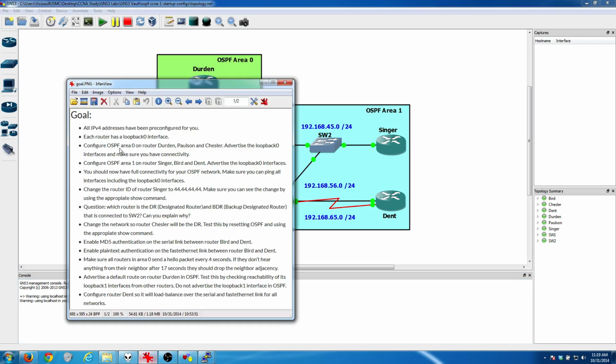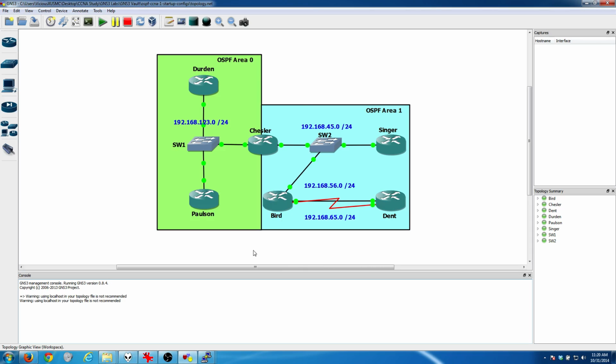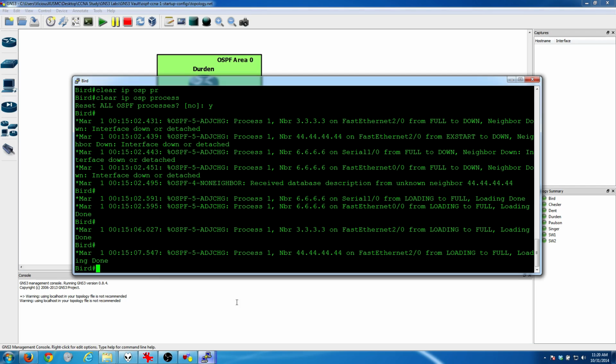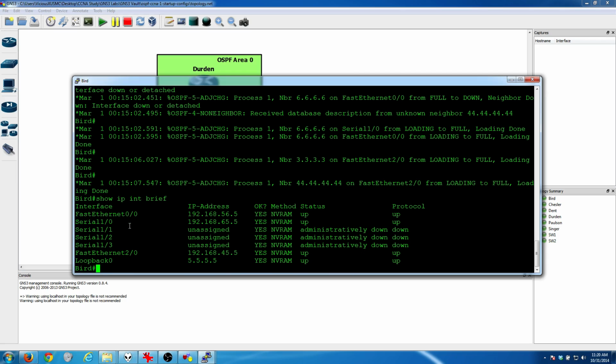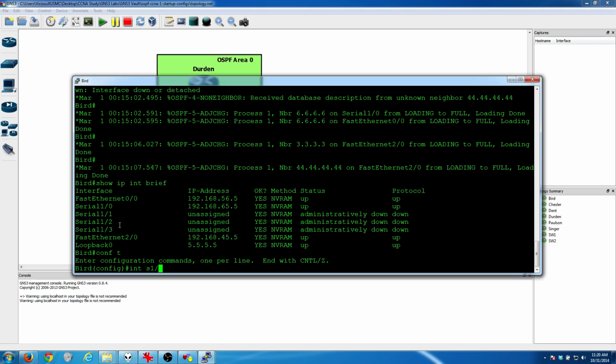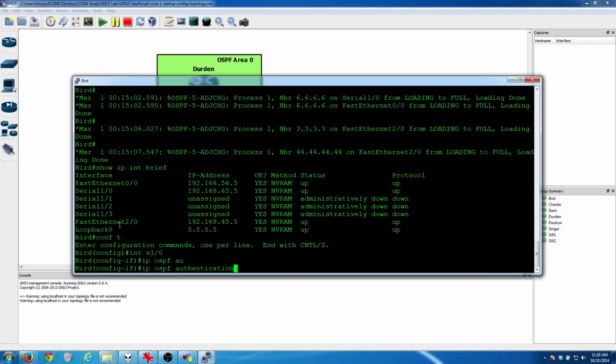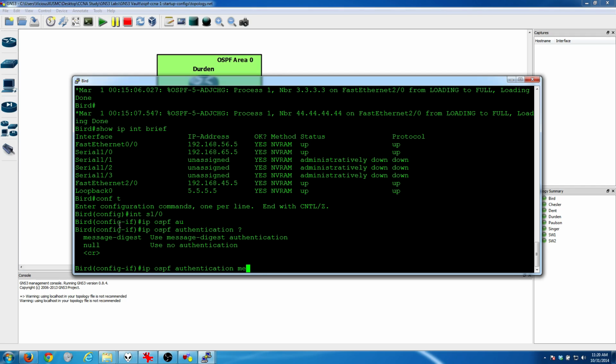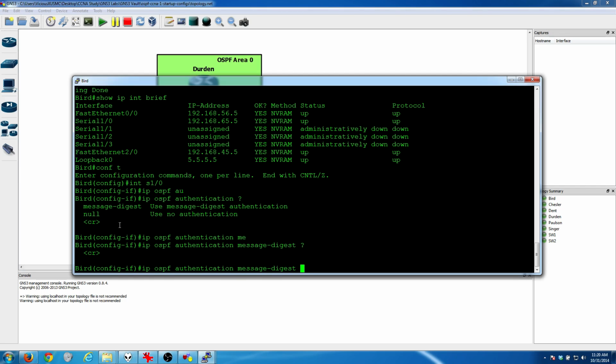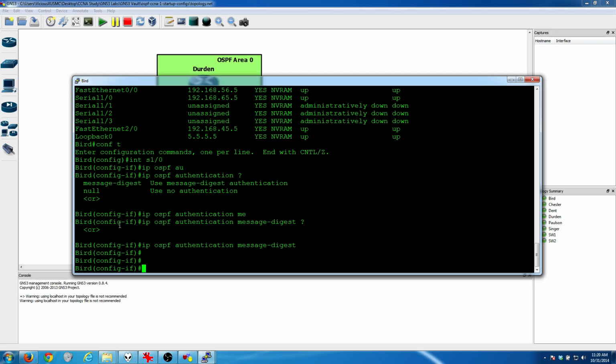Now moving into the next goal, let's see, designated router, we did that. MD5 authentication on the serial link between Bird and Dent. So Dent and Bird are down here in the bottom of area 1. And our serial link between the two is serial 10. So we want to enable IP OSPF authentication message digest. That turns on the authentication.